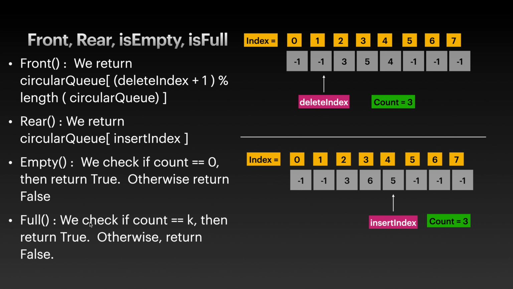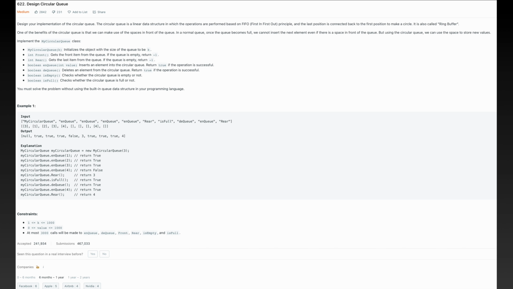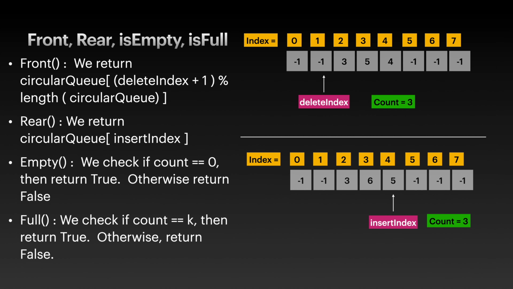And then for empty and full. For empty, if the count variable is equal to 0, that means we have an empty circular queue, so we return true. Otherwise, we return false. For full, we are given this k value. K will be the size of this queue, and we compare that to our count variable. If they are equal to each other, that means our circular queue is currently full, so we return true. Otherwise, we return false. So that is that, and let's look at the code for this problem.